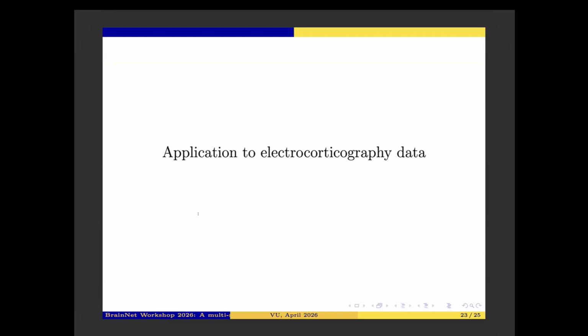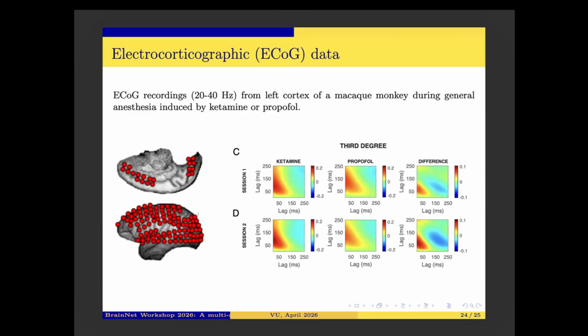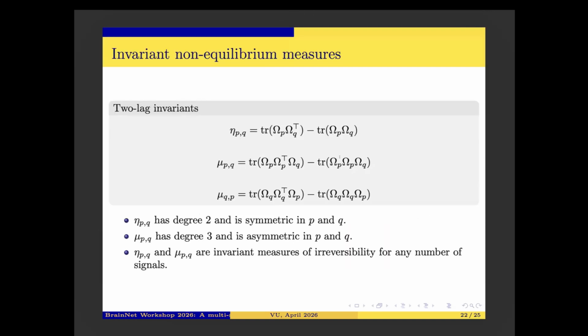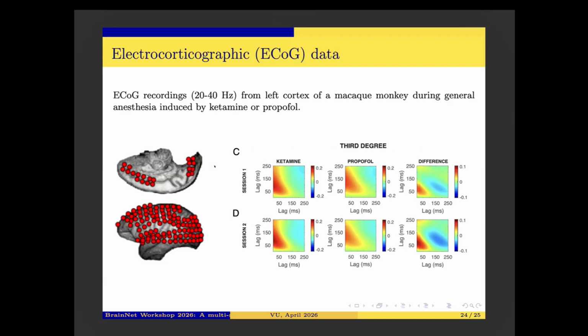And then just a brief application. I applied this to some ECoG data. We had some ECoG data from a macaque monkey in 2 different conditions: general anesthesia either induced by ketamine or by propofol. Here you see the left cortical hemisphere is covered by these electrodes. I looked at high frequency activity, beta gamma band. And I just calculated this measure, this mu, as a function of P and Q. So you have legs P, legs Q, and you get a matrix. And here you see this matrix.